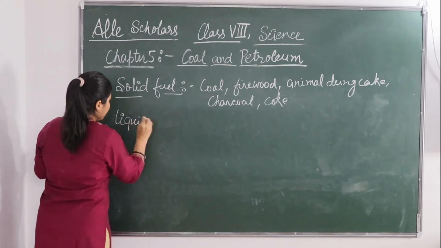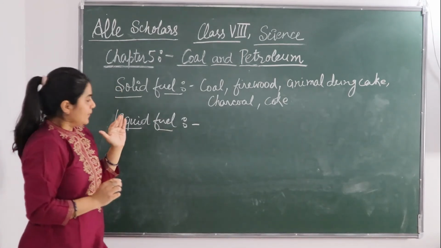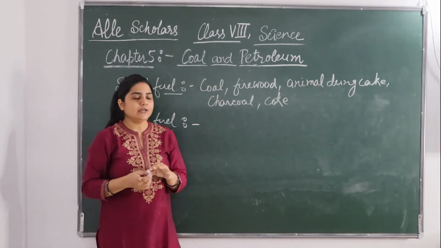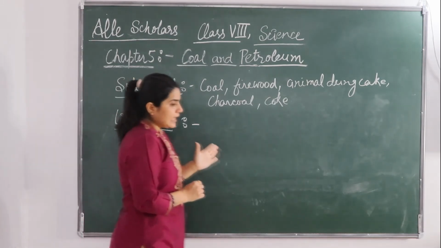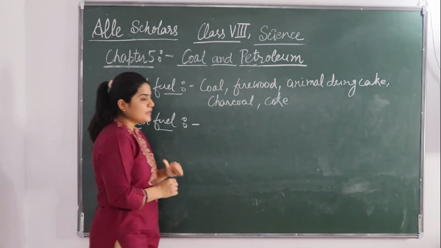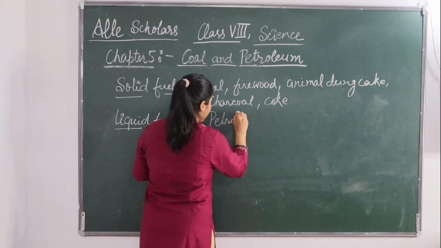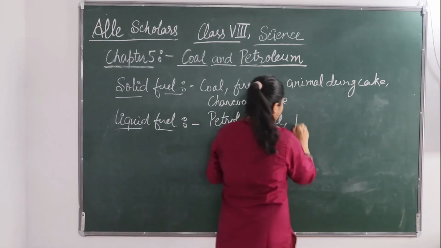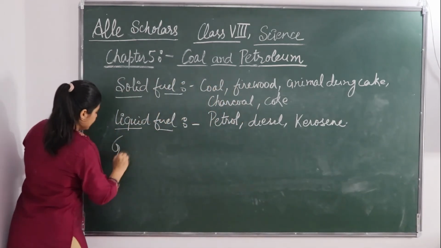Next comes liquid fuel. So what is a liquid fuel? These are volatile liquids that produce vapor which burns to produce energy. What are they? They are volatile liquids that produce vapor which burns and produces energy. So let's see the examples. Petrol is there, diesel is there, and kerosene. These are liquid fuels.